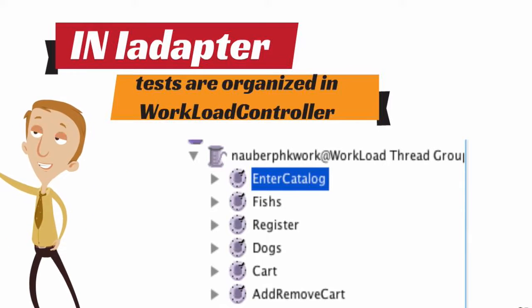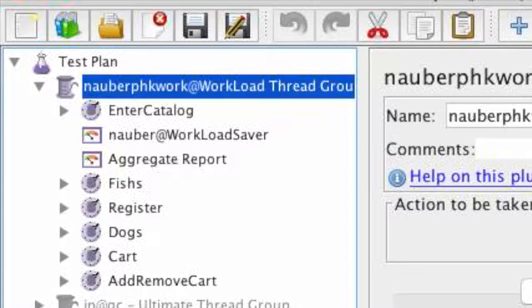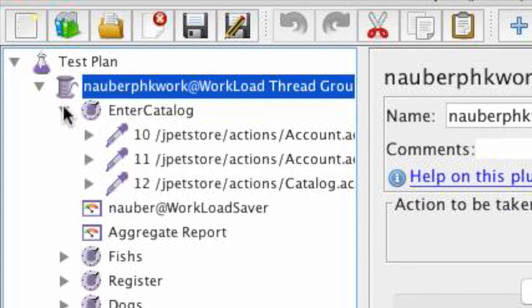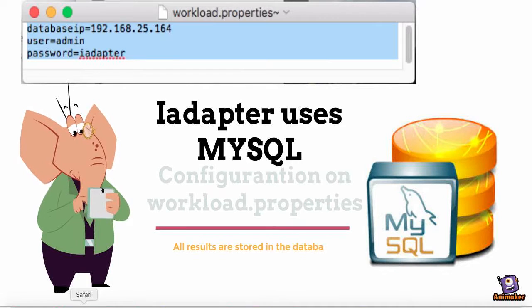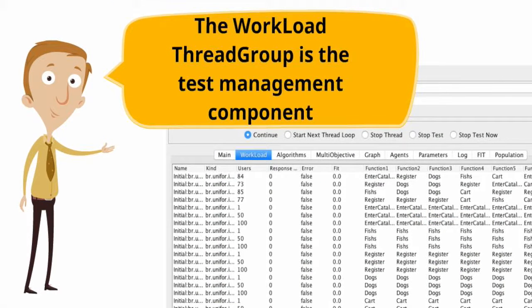In IAdapter, the test scenarios are organized using workload controllers. Workload controllers enable automatic generation of tests. The IAdapter persists the test data in a MySQL database. The MySQL configuration is performed in the workload properties file. The workload thread group is responsible for managing and configuring the tests.